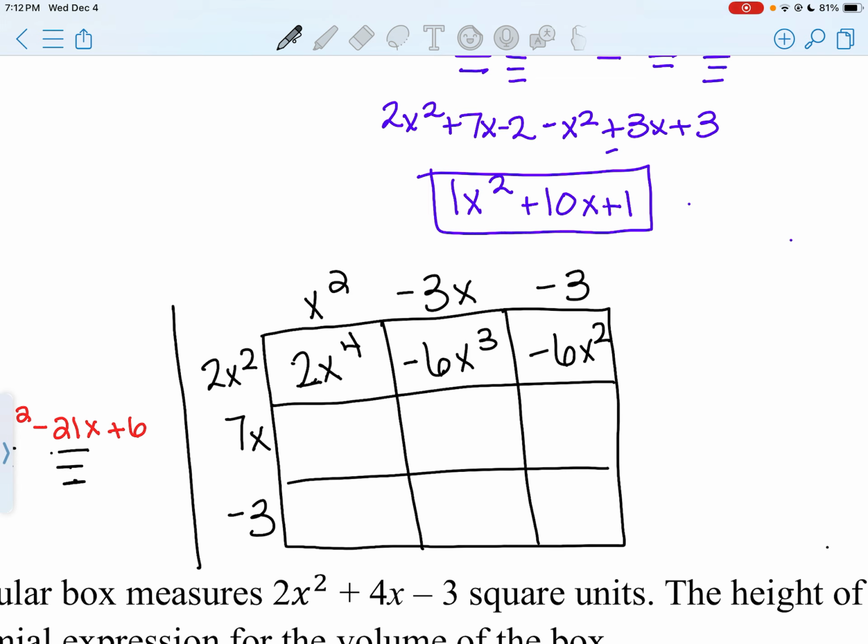Now let's do the 7x. 7x times x squared, that is a 7x cubed. 7x times negative 3x, that's a negative 21x squared. 7x times negative 3, that is a negative 21x. Now let's take care of this negative 3 times x squared. That is a negative 3x squared.